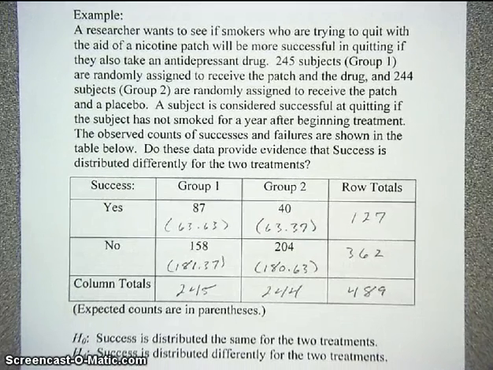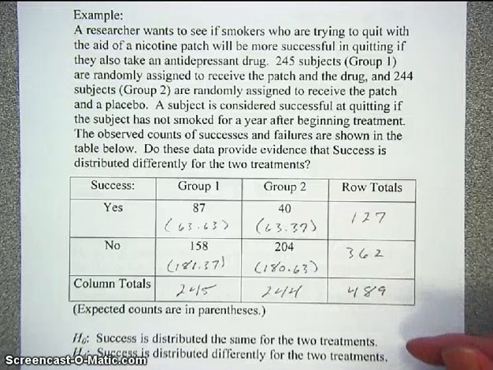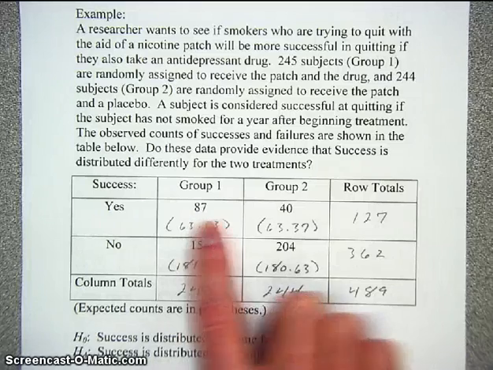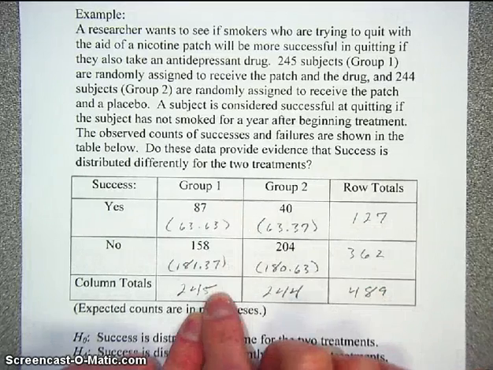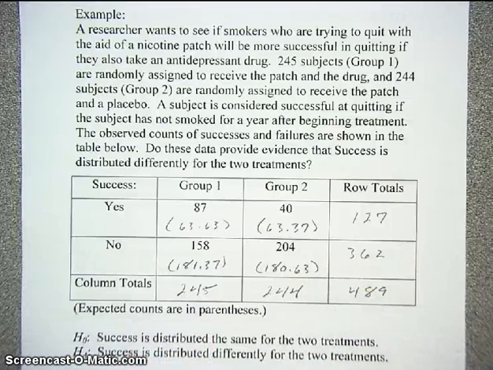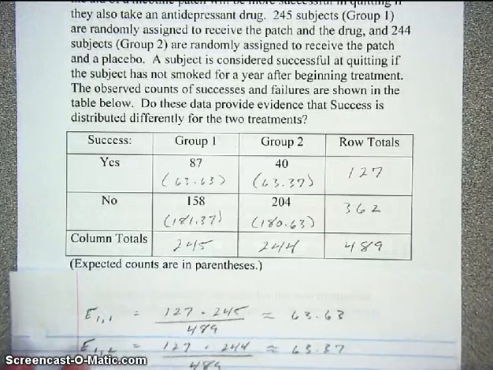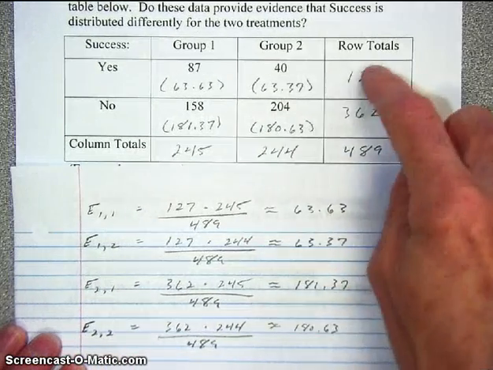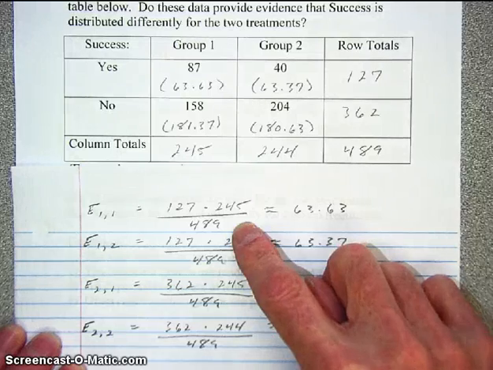Now I'll talk about the expected counts in a minute. They're based on the null hypothesis that success is distributed the same for the two treatments versus the alternative that success is distributed differently for the two treatments. Where those expected counts come from is a process of multiplying for each cell the total in that row times the total in that column and dividing by the table total. So how I got these was for the first row, first column, I multiplied 127 times 245 and divided by 489.